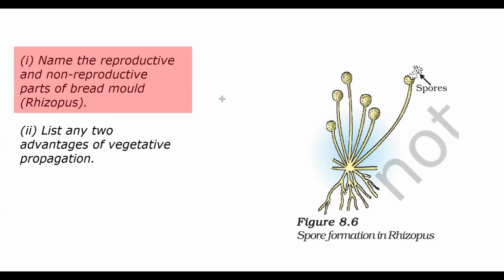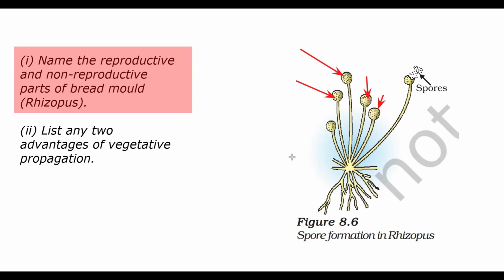Then the next question says, name the reproductive and non-reproductive parts of bread mold. As you can see, I've taken one diagram from the NCERT textbook. So the reproductive part is what? These are sporangia, the reproductive part. And this blob-like structure is the sporangium. The non-reproductive part is the thread-like structure.